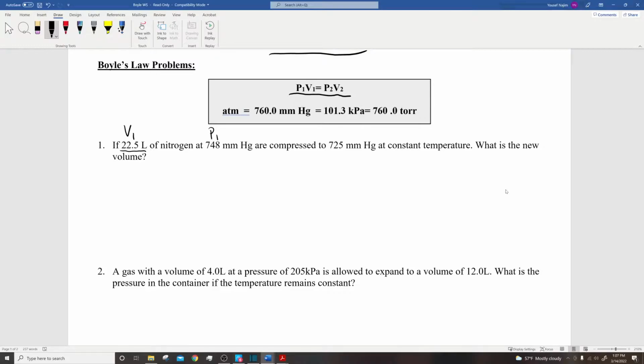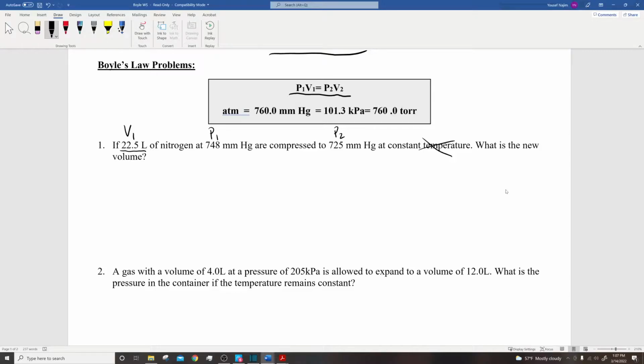And it says that we're compressing it to 725 mmHg. So this, of course, is going to be our P2. And it's a constant temperature. This is just useless information. We don't need that. It asks us what's our new volume, so we're solving for V2. I'm going to start solving these all the exact same way, just so you can see how they're solved all the same.